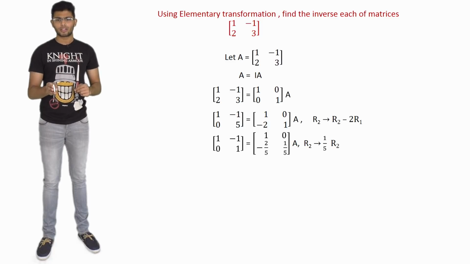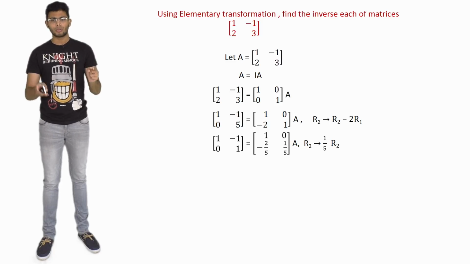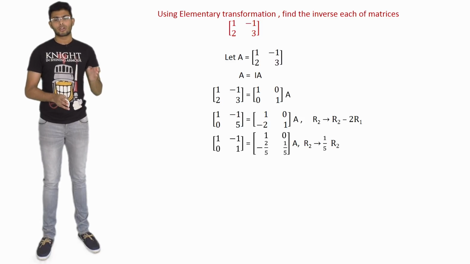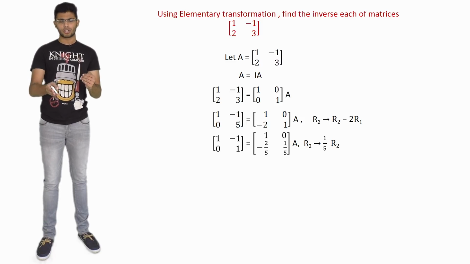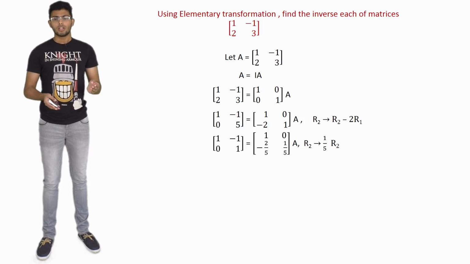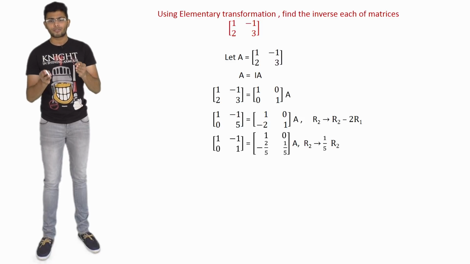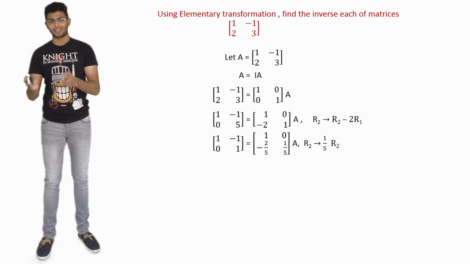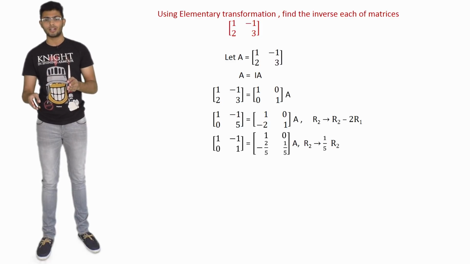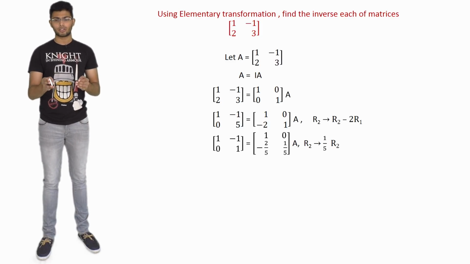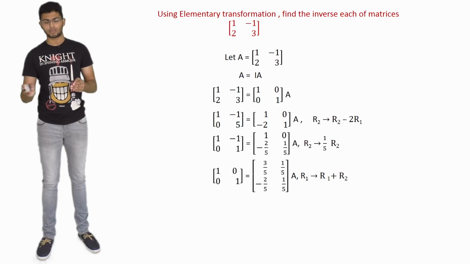So to get 1 on that element, what we're going to do is multiply the second row by 1 by 5. So 0 times 1 by 5 is obviously going to be 0, and 5 times 1 by 5 is obviously going to be 1. We should also remember that we have to do this on both the LHS and the RHS. So now your RHS is going to have the same operation done on it. So you're going to have minus 2 by 5 and 1 by 5 on the bottom row.